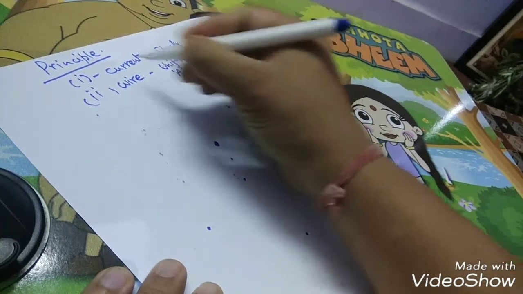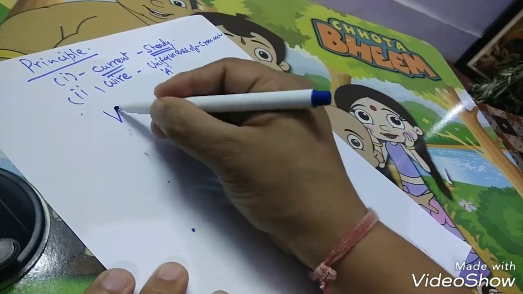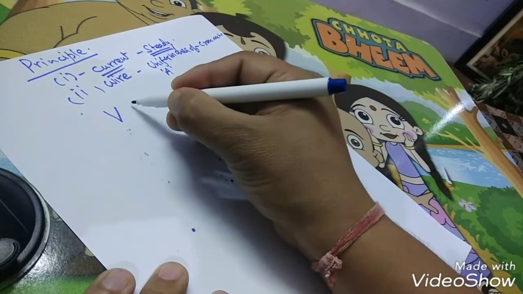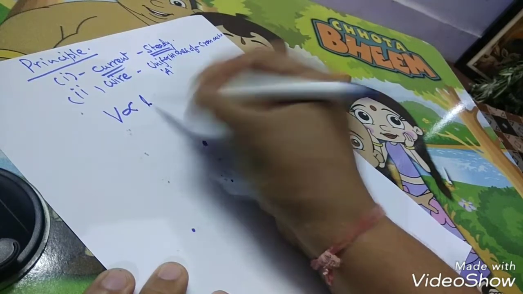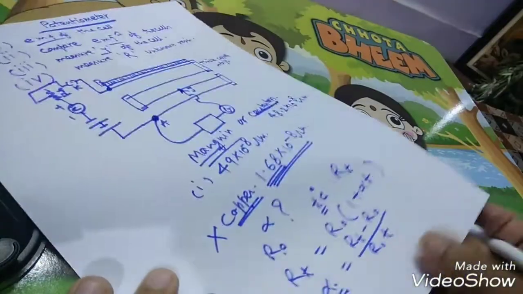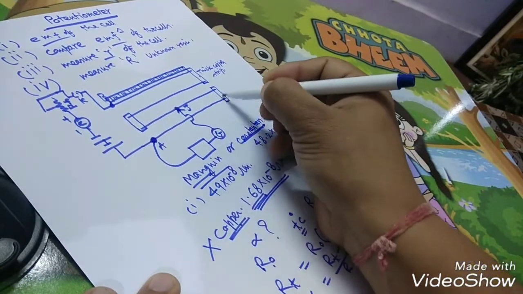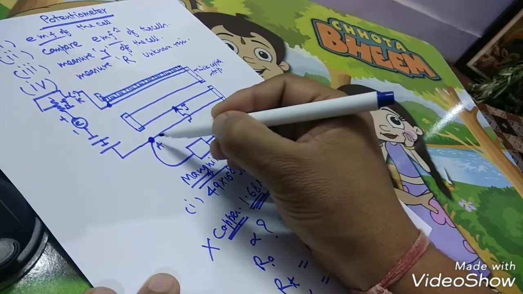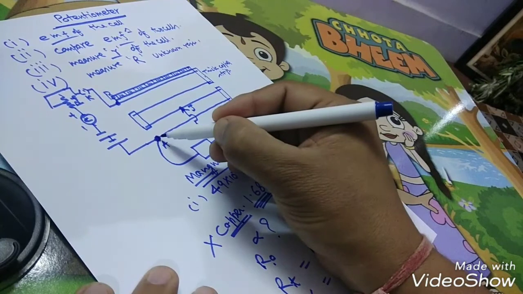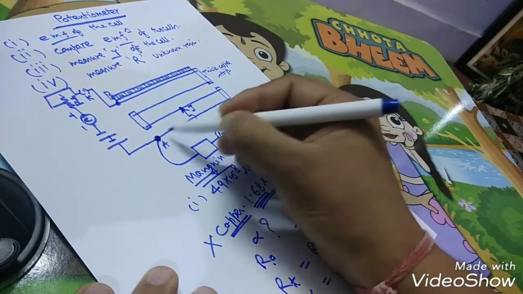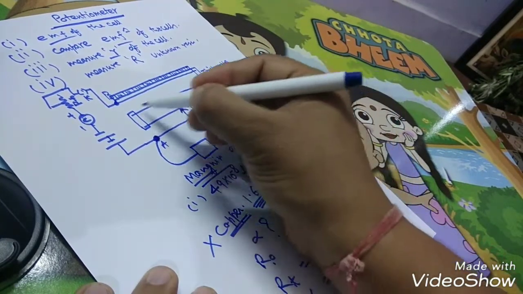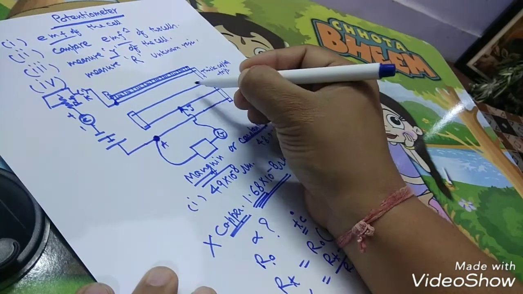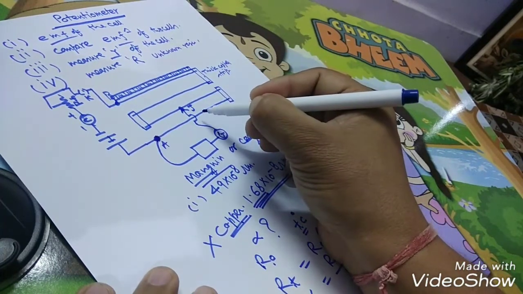A is uniform and current is steady. In that case, potential drop across any length of potentiometer wire is directly proportional to its length. This is the length of the potentiometer wire. Potential drop, if started from here, is directly proportional to its length. If greater is the length, greater will be the potential drop. Smaller is the length, smaller is the potential drop.